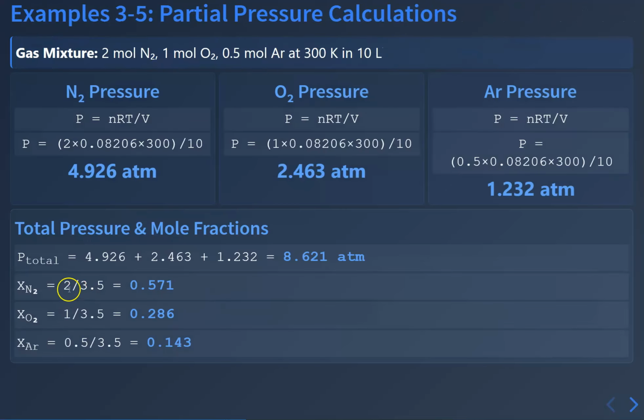So individual mole by total mole: individual mole is 2 and total mole is 2 plus 1 plus 0.5. So 2 by 3.5, that is 0.571, and the mole fraction of oxygen is 1 by 3.5, that is 0.286, and the mole fraction of argon is 0.5 by 3.5, so that is 0.143.